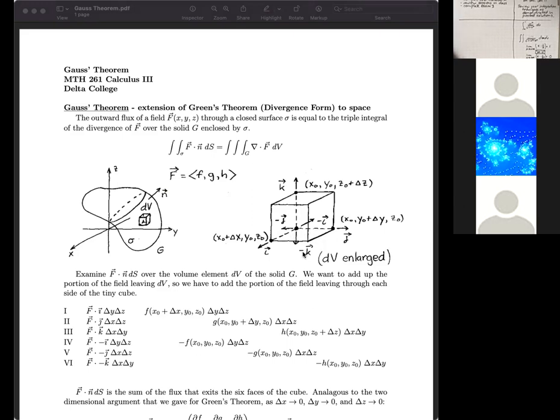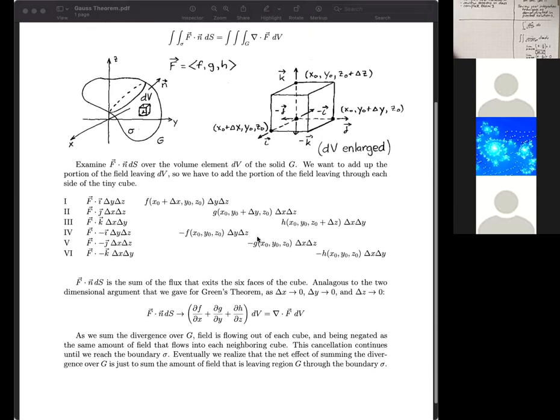And then think of that little cube and the three dimensions that are encountered by the three pairs of sides. I'm not going to go through this calculation with you. But if you sum up what happens on the six sides of that cube, you see something that looks remarkably like a partial derivative of F, the first component of the field, with respect to X, G, the second component of the field, with respect to Y, and H, the third component of the field, with respect to Z.